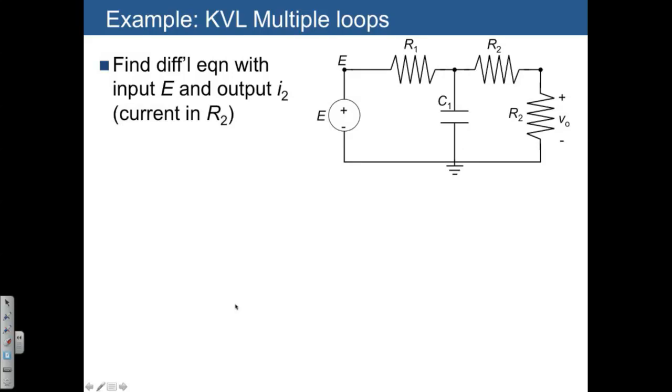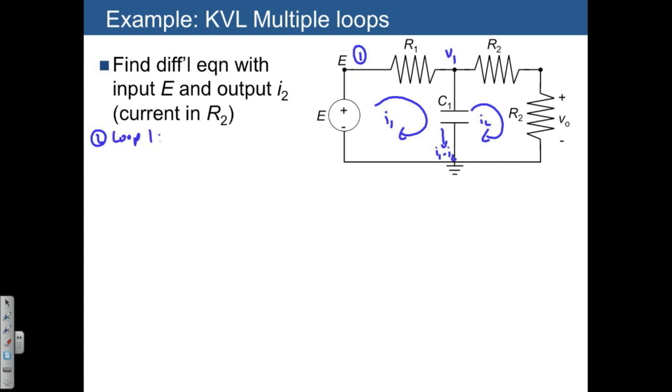Next, let's do this example where the first step is to define voltages of interest, and I'm going to define a voltage V1 at the top of the capacitor. And then we already mentioned that there are two loop currents, I1 and I2, so that the current going down through the capacitor would be I1 minus I2.